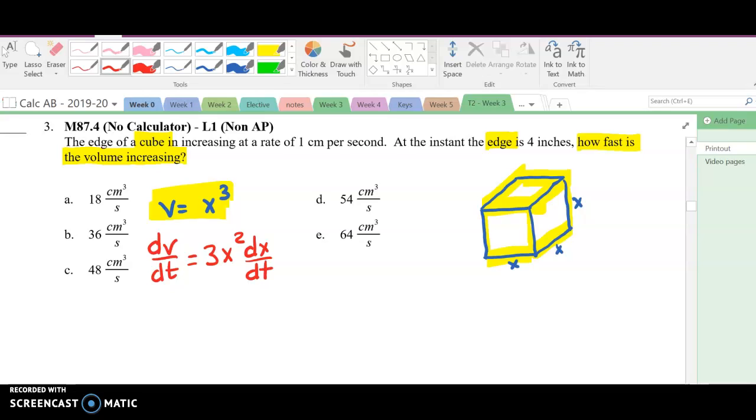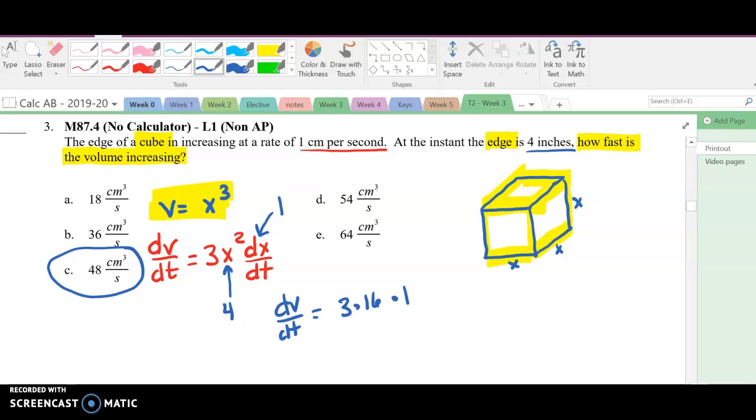Well, they tell us that the edge is increasing at a rate of 1 centimeter per second. So that must be our rate that x is changing. They tell us we're dealing with 4 inches. That's the edge distance. And so the rest is trivial. dV/dt equals 3 times 16 times 1, for 48 centimeters cubed per second.